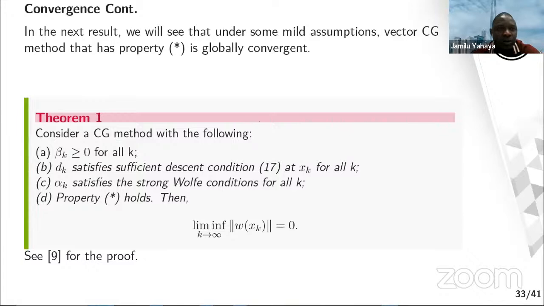In the next result, we will see that under some mild assumptions, the vector CG method has the property that it is globally convergent. This result was initially given in scalar form by Al-Baali, Gilbert and Nocedal in 1992, and it was extended to vector form by Lucambio Pérez and Prudente in 2018.